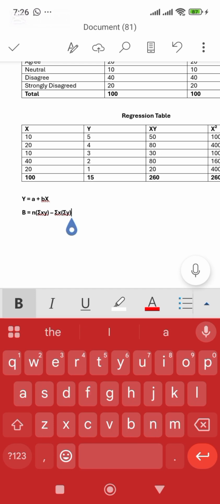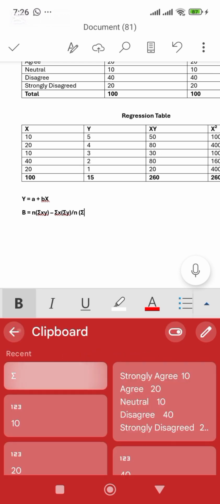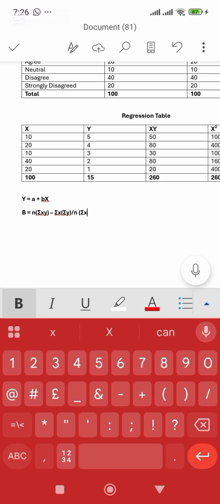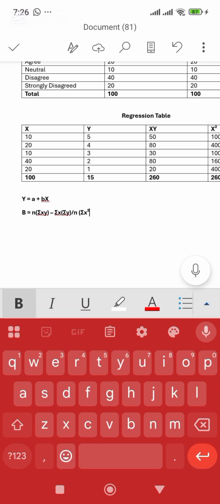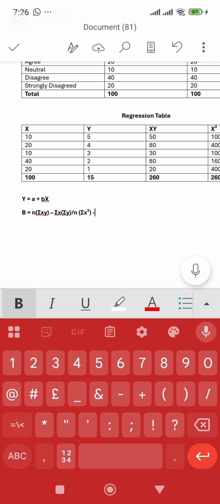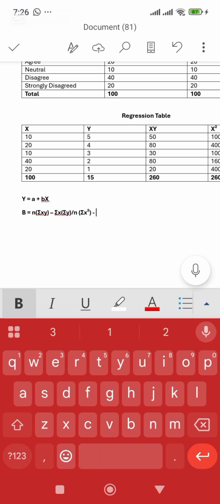Yes, brackets here. Sometimes it's hard to place the cursor, that's why I'm going up and down. It's hard because of the sigma symbol. Sometimes when you save, they'll tell you Greek alphabet not recognized. Just leave it. It will still be there when you send it. So divided by n summation x square, close bracket minus summation x.